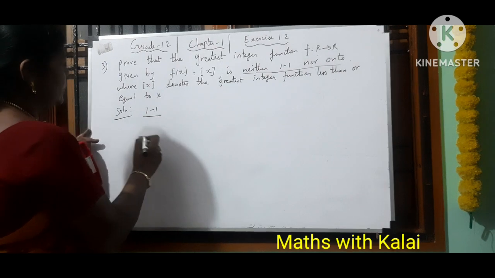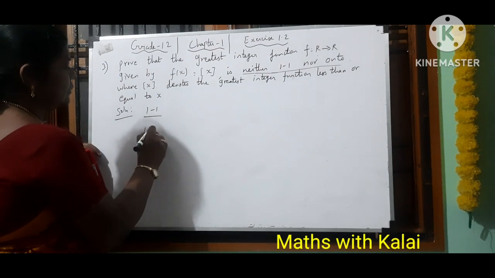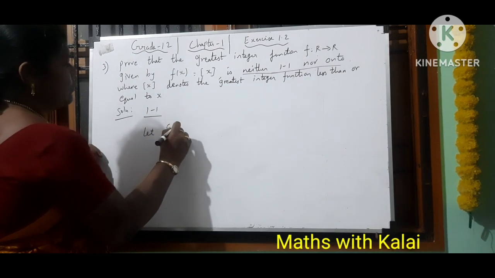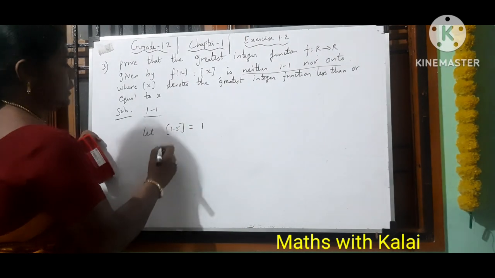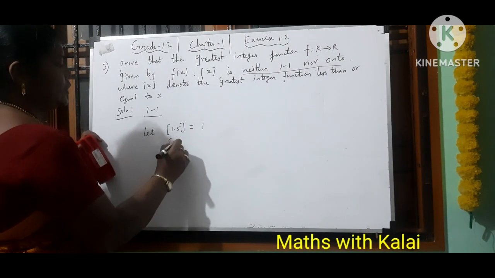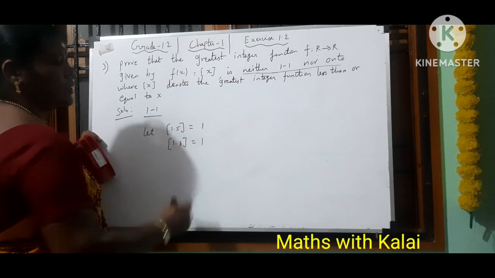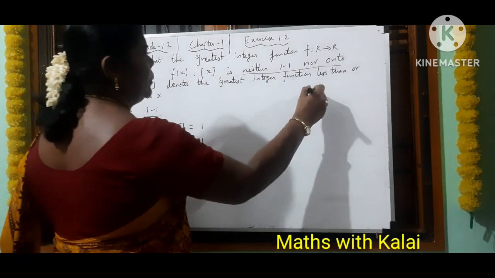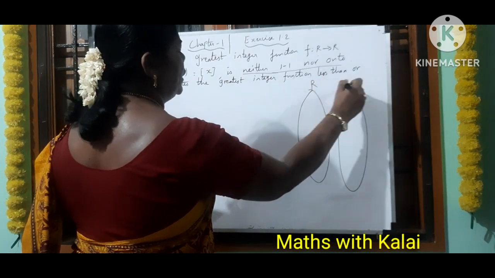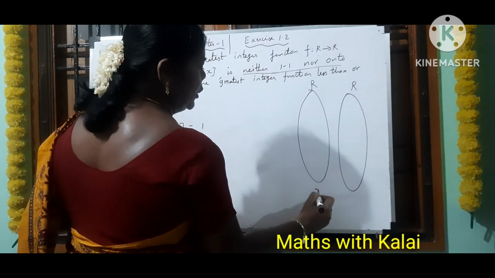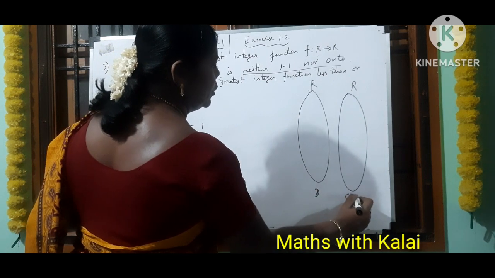For the 1 to 1 nature, let me take the greatest integer function of 1.5. The greatest integer function of 1.5, you know the answer is 1. If I take the greatest integer function of 1.8, its answer is also 1. Here the function is defined from real numbers to real numbers. So this is a real number, this is also a real number. This is our domain, and this is our codomain.